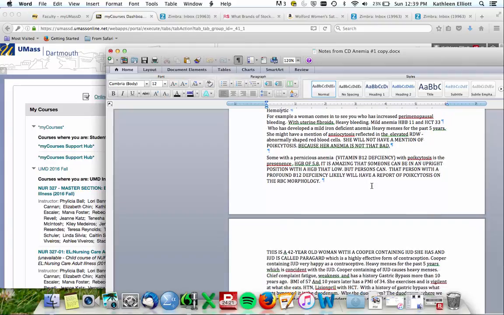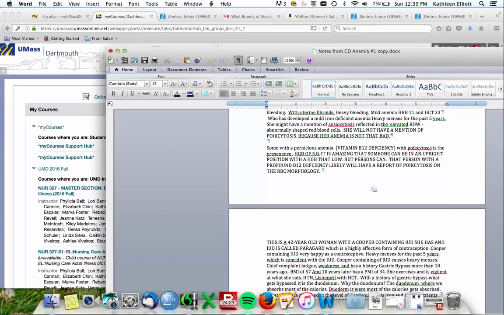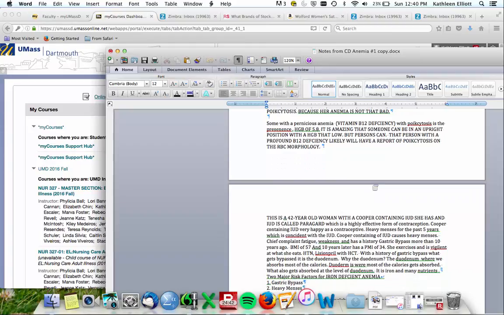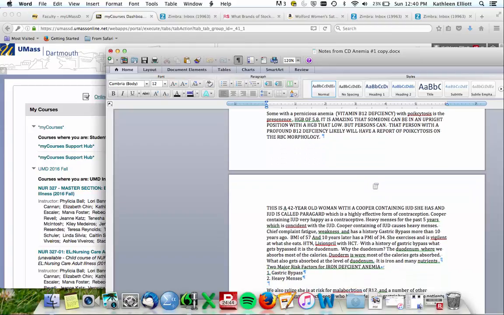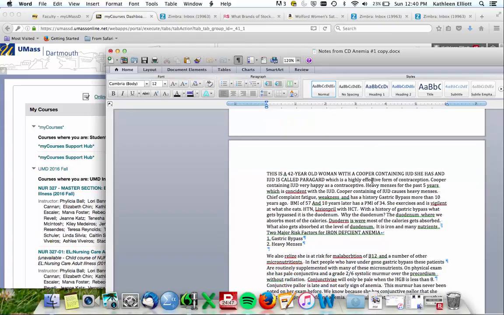Someone with pernicious anemia, vitamin B12 deficiency, with poikilocytosis present, the hemoglobin is 5.8. Oftentimes, you might every once in a while see a patient come in with this. It is amazing that someone can be in an upright position with a hemoglobin that low, but persons can. That person with a profound B12 deficiency likely will have a report of poikilocytosis in the RBC morphology.